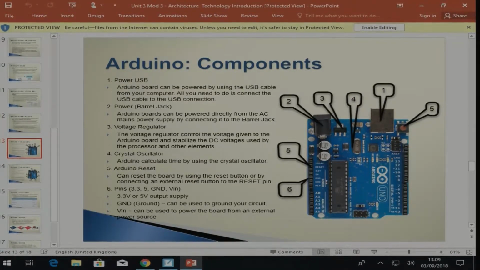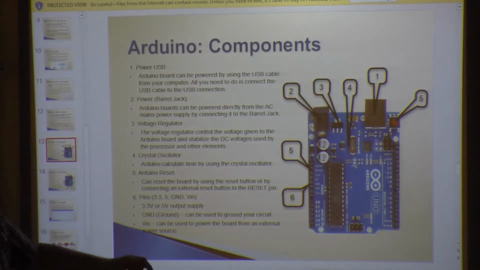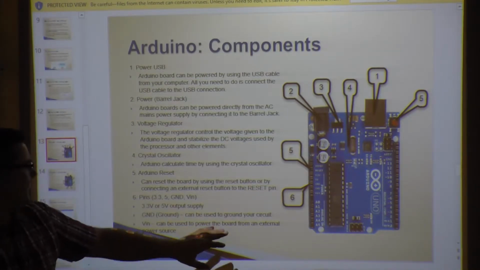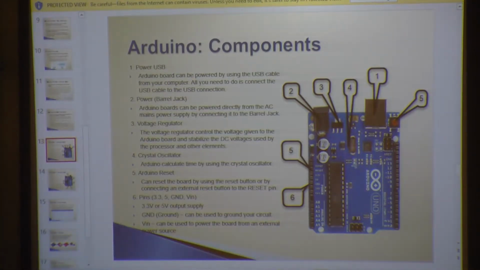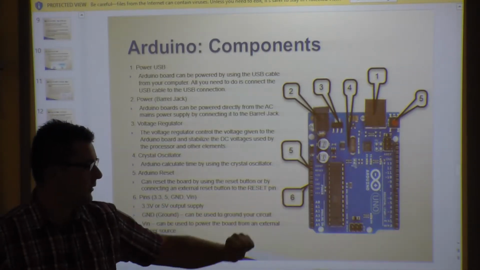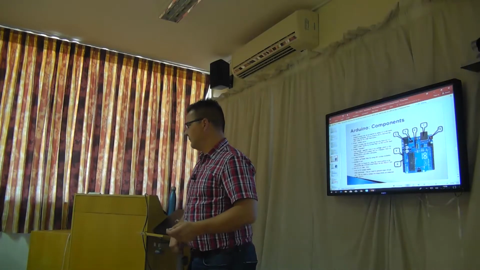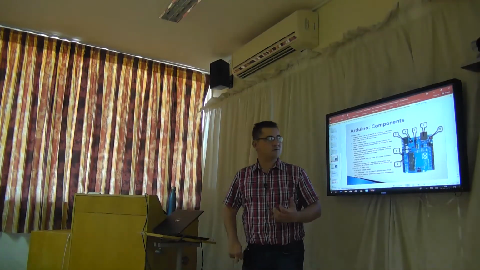Now, what you will see from this, it has a USB port over here. There's a power jack. There is a voltage regulator built on top of it. There's the crystal. And then we also have our reset buttons or reset pin. And then you can have your outputs in terms of 3.3 volt, 5 volt or grounds, and also an external voltage which can be applied and given into your Arduino. So that's mainly some of the components from it.